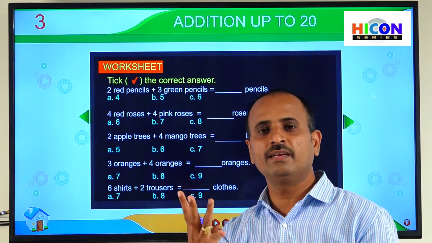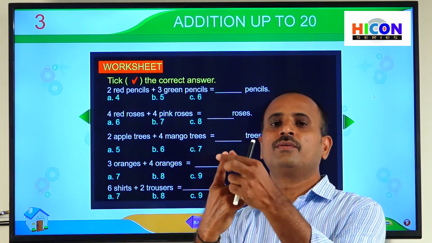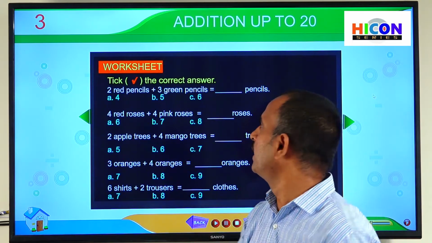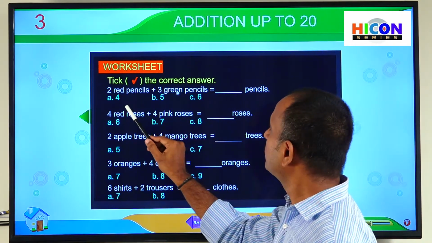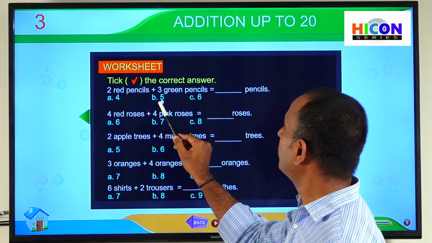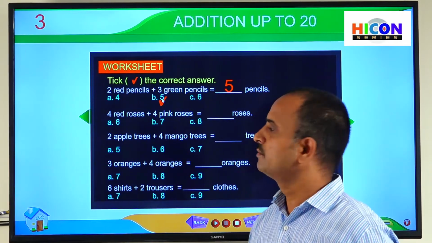So start counting from 3. So 3, 4, 5. So total how many pencils are there? So total 5 pencils are there. So which one is the correct one? So 5. B is the correct one. So put tick mark for B.